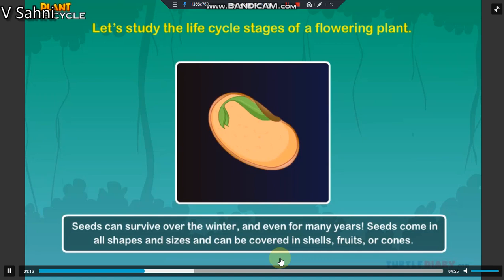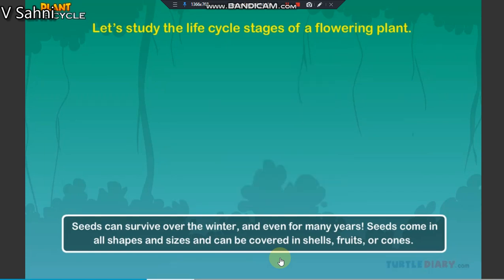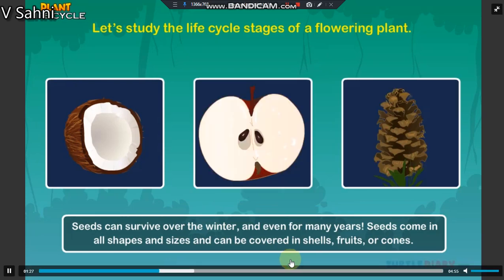Seeds can survive over the winter and even for many years. Seeds come in all shapes and sizes and can be covered in shells, fruits, or cones.